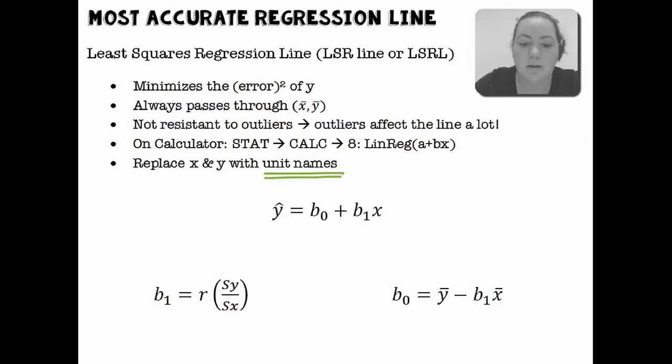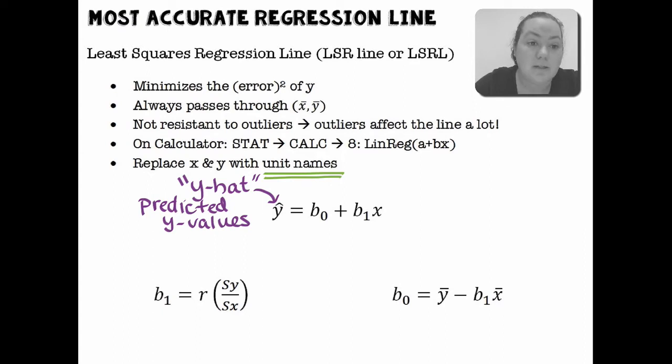So that's very important. And then the equation is this: y hat equals b sub 0 plus b sub 1 x. All right, so this is y hat, and that gives you the predicted y values. So you want to have that hat on the y to let everybody know that these are your predictions. b sub 0 is your y-intercept. b sub 1 is your slope.